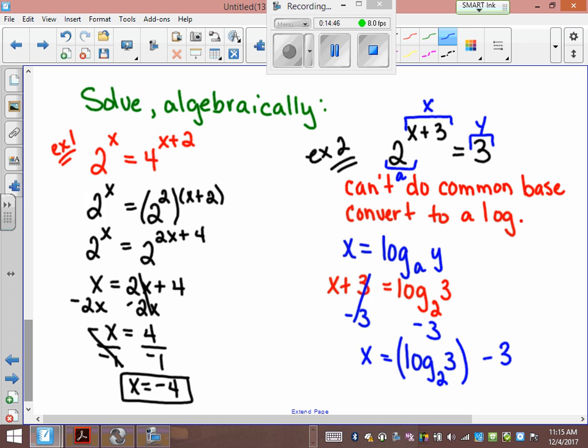So if I do this one into my calculator, if I have my log base button, life is way easier. Log base 2 of 3 minus 3. And I get x equals negative 1.42. So all I did was convert it to a log. We agree?